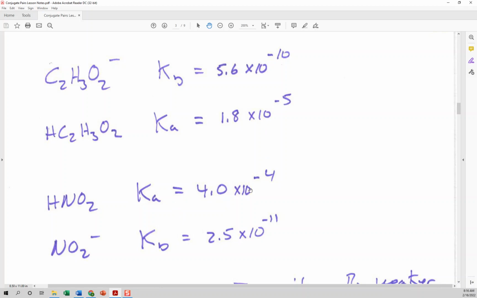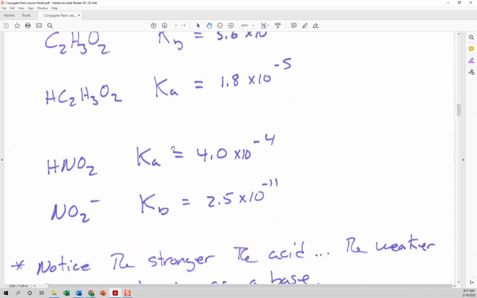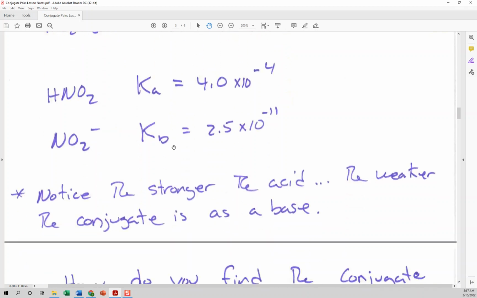But notice, the stronger the acid, the weaker its conjugate base is as a base. Because compare: of these pairs, the nitrous acid is stronger, so this pair has the stronger acid. But this pair has the stronger base. Notice 10 to the negative 10 versus 10 to the negative 11. So notice the stronger the acid, the weaker the conjugate base, and it would be flipped too. The stronger the base, the weaker the conjugate acid is as an acid.